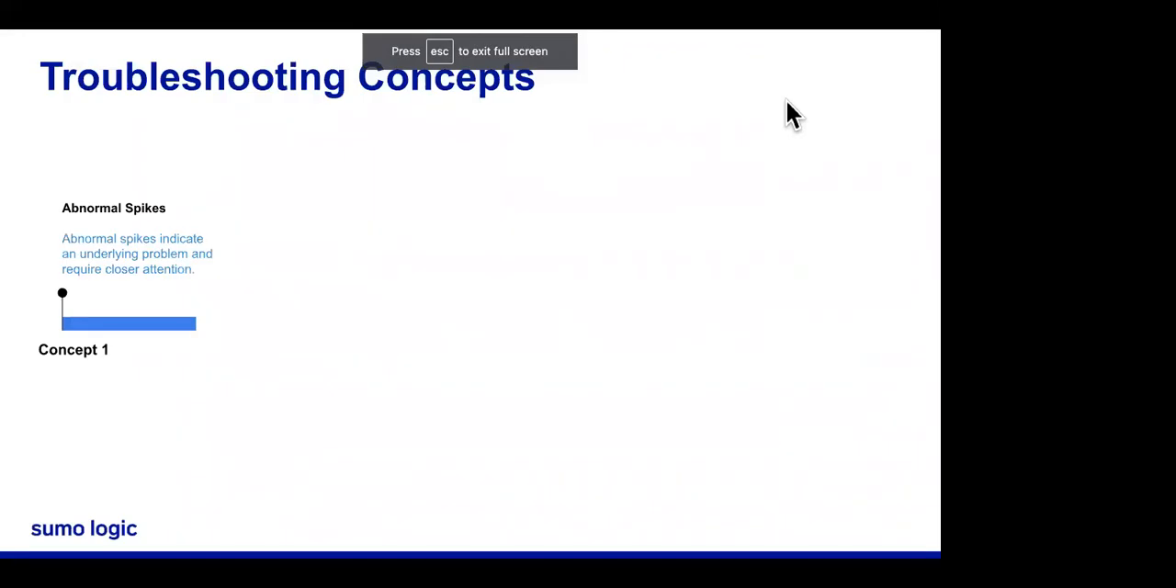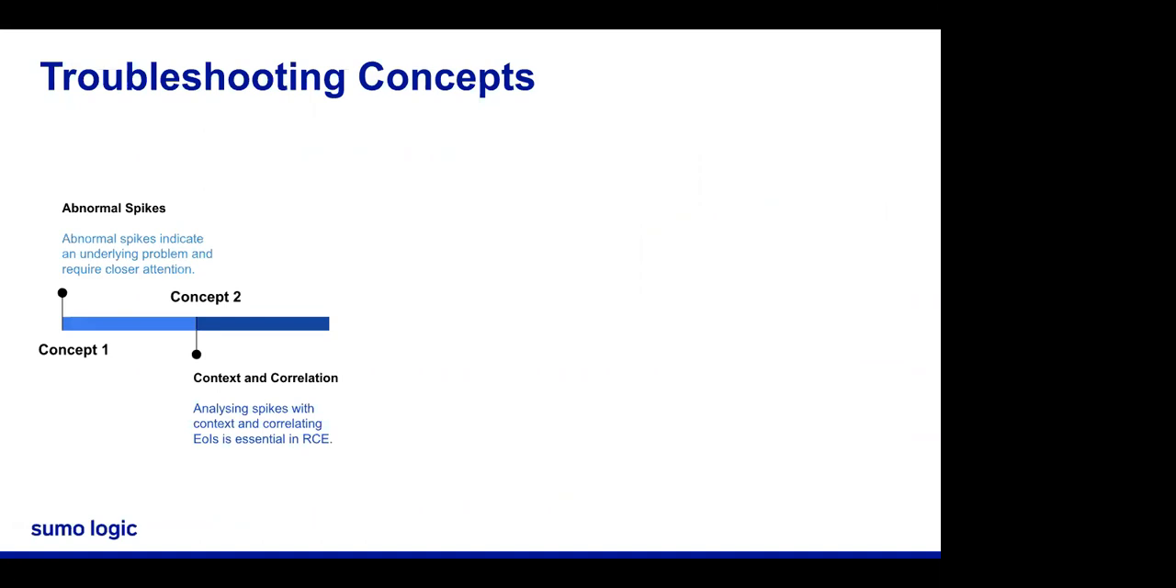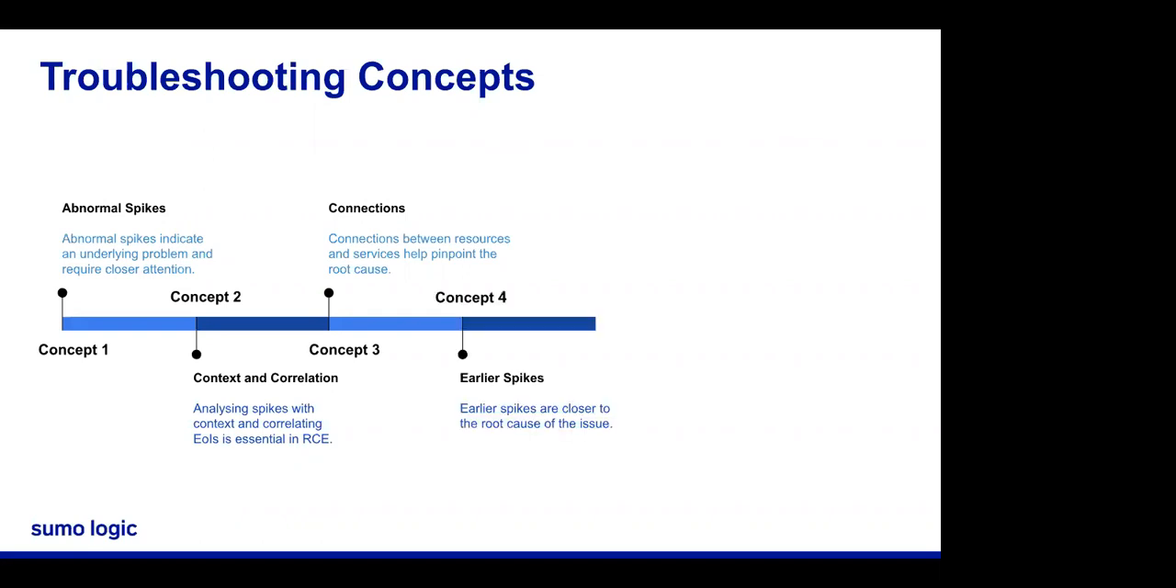So here in my slideshow, the 6 concepts are, we're looking for abnormal spikes, right? Abnormal spikes indicate an underlying problem. Concept 2, context and correlation. Across Root Cause Explorer, we can see the various events of interest. We can see the various microservice components and how they're laid out across a timeline. So you can see context and correlation between various microservices. Connections. We can see connections between the resources and the services. I'll show that to you in a little bit in something called the service map. So bear with me, I'll come back to that.